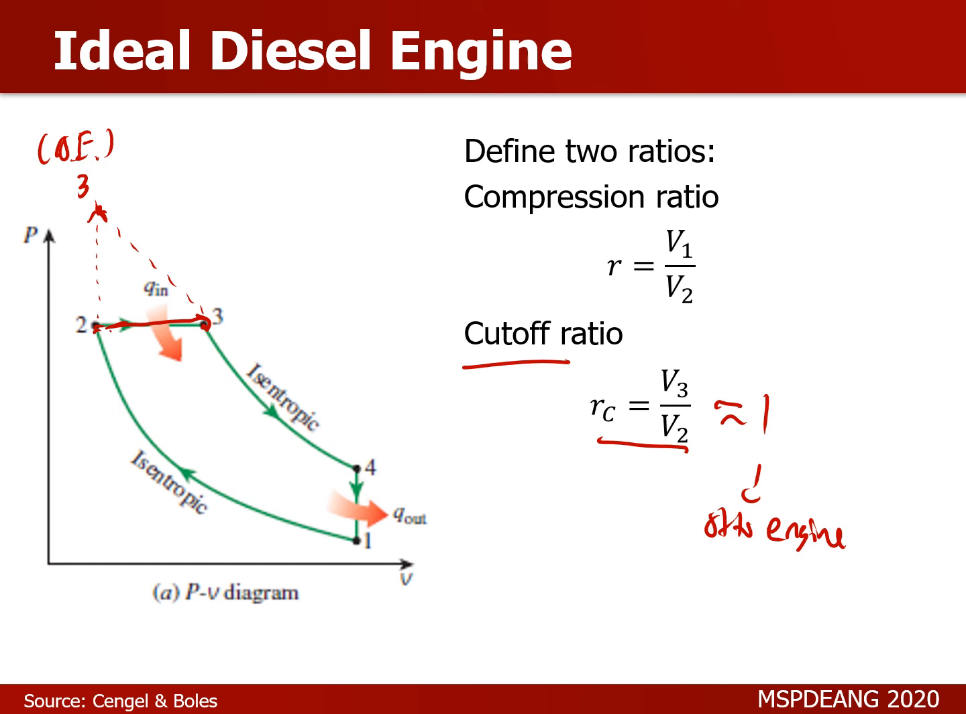Okay, so with this, for the same compression ratio for a diesel and an auto engine, the thermal efficiency of your diesel engine is less than your auto engine for the same compression ratio. Okay, however, your diesel engines typically operate at higher pressures or higher compression ratios since you can achieve much higher temperatures without the fear of auto ignition.